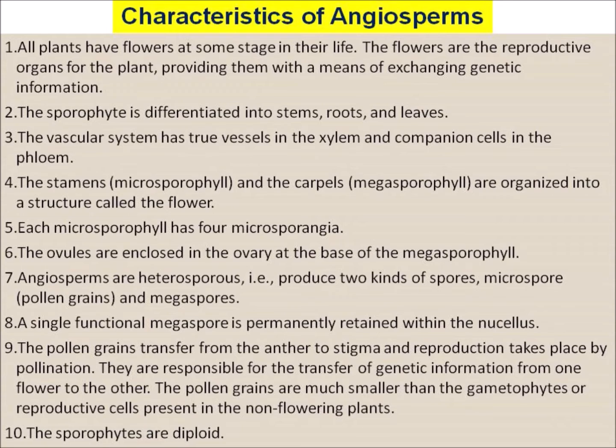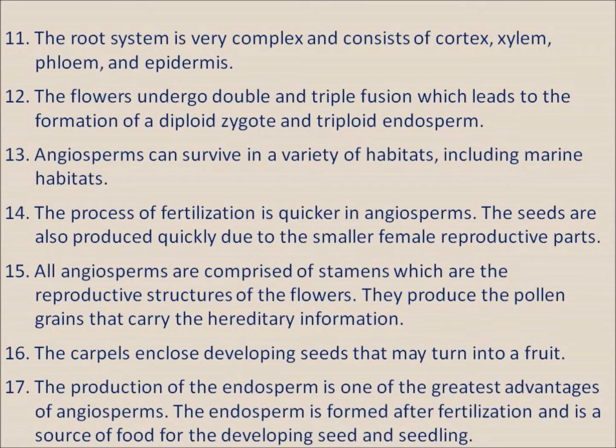Pollen grains are much smaller than the gametophytes or reproductive cells present in the non-flowering plants. The sporophytes are diploid. The root system is very complex and consists of cortex, xylem, phloem and epidermis. The flowers undergo double and triple fusion, which leads to the formation of a diploid zygote and triploid endosperm. Angiosperms can survive in a variety of habitats including marine habitats. The process of fertilization is quicker in angiosperms. The seeds are also produced quickly due to the smaller female reproductive parts.